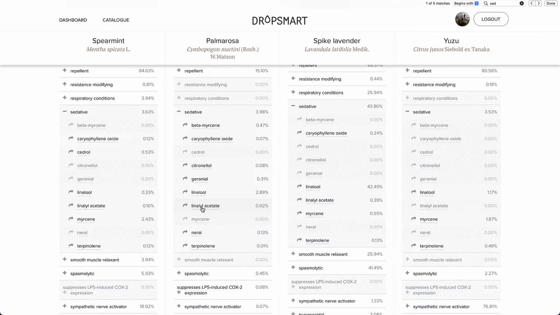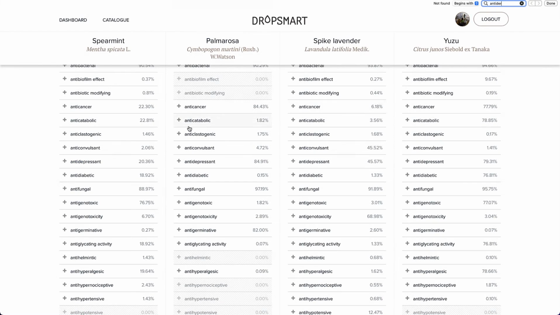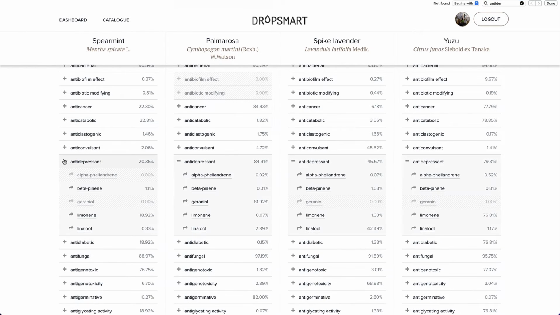So this is sedative, but we were looking for something that will soothe the emotions. So let's take a look if it has anything antidepressant. So here we have a higher percentage. With spearmint, we have only 20, but still significant enough. Beta-pinene, did you think of that one, that it would actually work as an antidepressant? Limonene, linalool, not surprising, you already heard those.